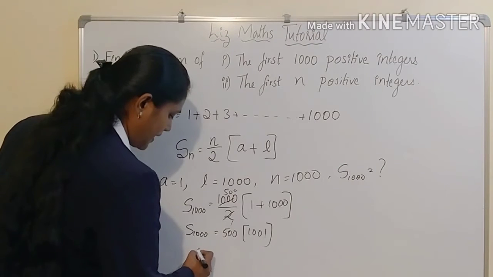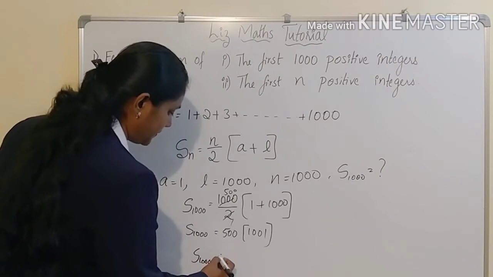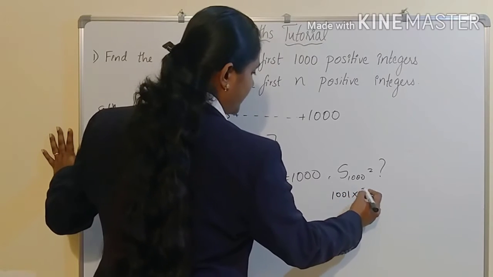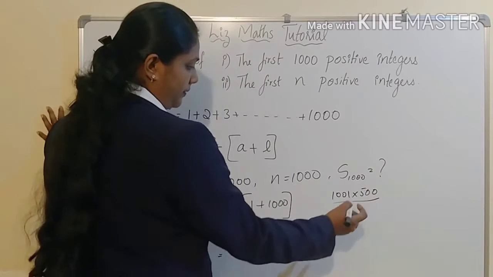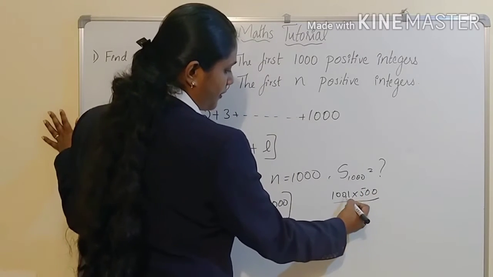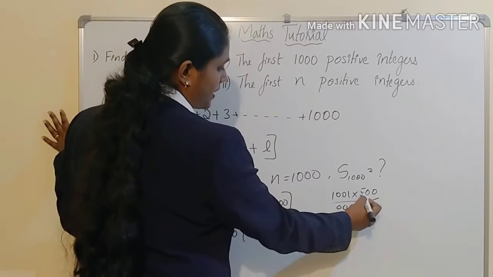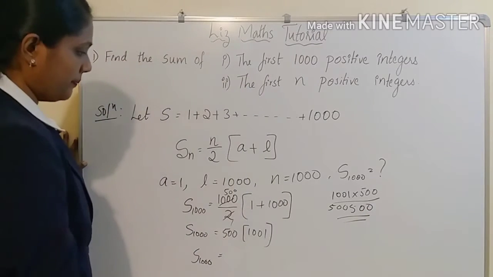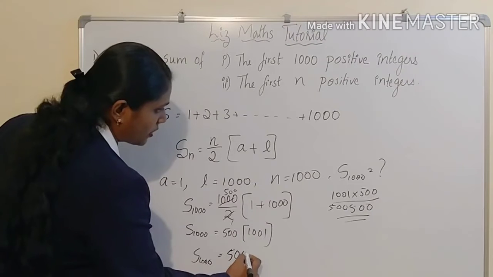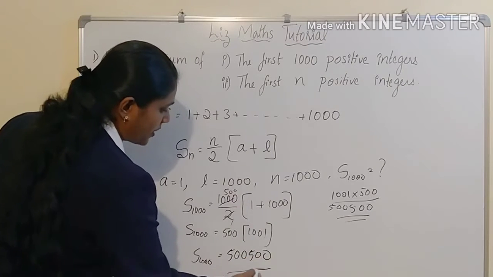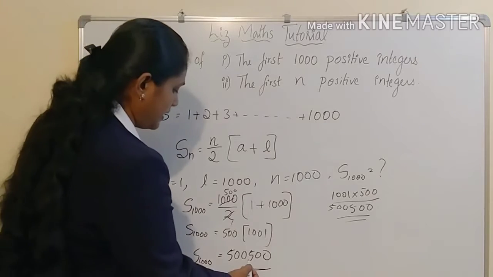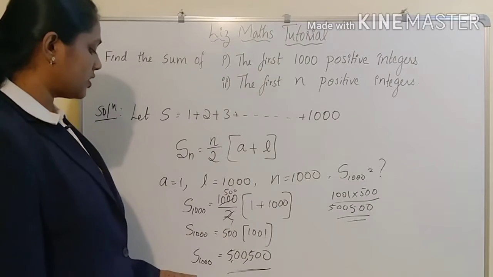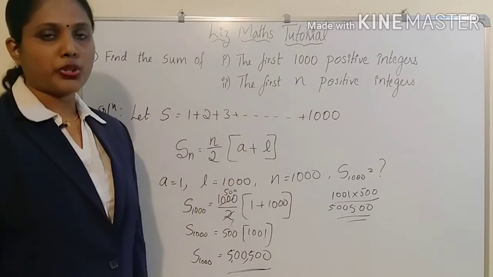So now go for the multiplication of these two. What will you get? S1000 is equal to 1001 into 500. Now go with the 5. 5 ones are 5, 5 0 0. Then add these two zeros here. So what will you get here? That is 5 0 0 5 0 0, that is 5 lakh 500. You will get the total sum of 1000 positive integers.